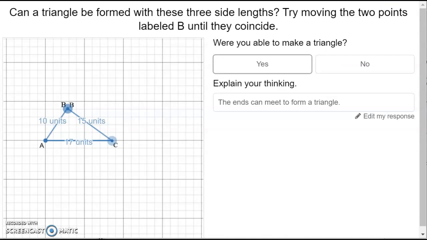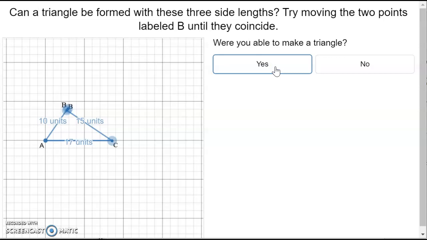And you were supposed to come up with an explanation, but I'm not going to do that since I'm talking out loud. Okay, what about this? It used to look like this, and you were supposed to move. Okay, so can I move this? Let's see, I can move it over here and maybe move it over here. That's pretty good. They are coinciding. So yes, I have formed a triangle, so I can say yes.